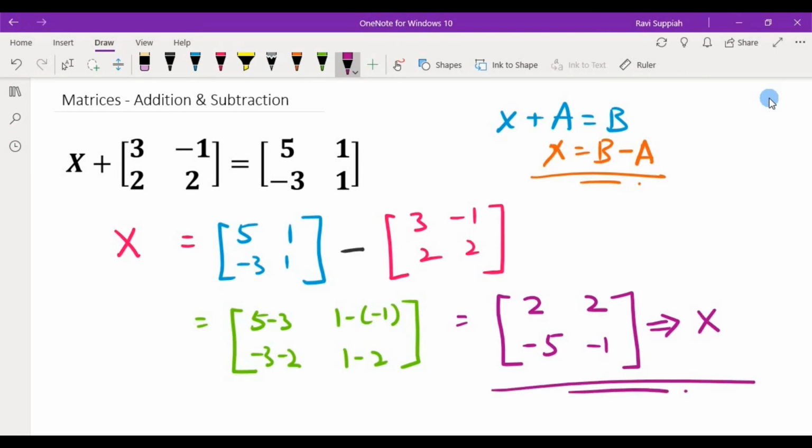So the thought process is similar to that for a simple algebraic expression as what I had explained here. The only thing is you are now dealing with matrices, so you need to make sure you do the correct matrix operation.